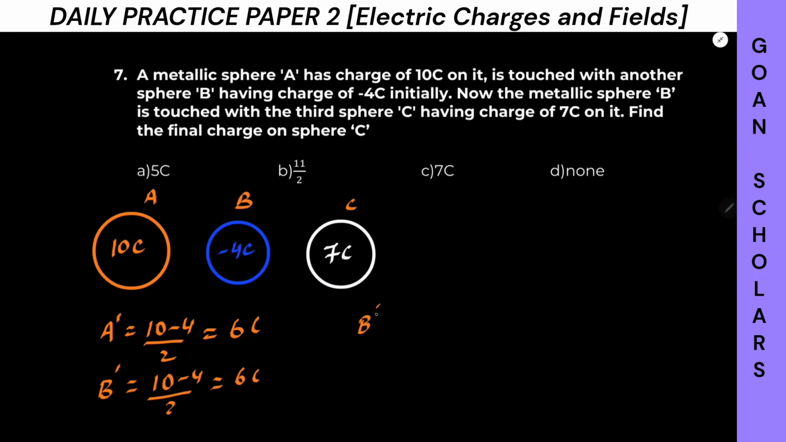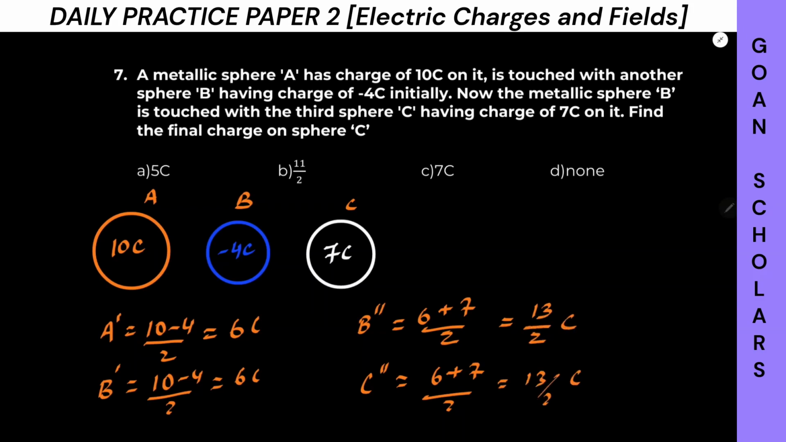So what will be the new charge on B? That will be B dash. Now what is the new charge on B? It's not minus 4. Be very careful. It's already changed to 6 coulombs. So 6 plus 7 whole divided by 2, and new charge on C will also be 6 plus 7 whole divided by 2. So 7 and 6, 13 by 2, and this will be 13 by 2.